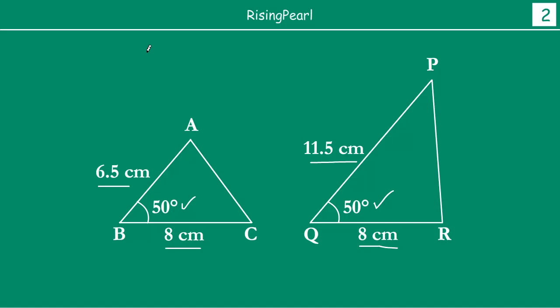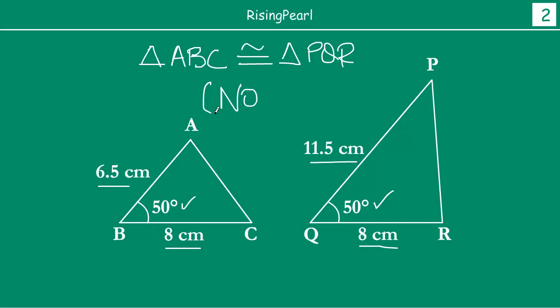So again यहां पे we notice that triangle ABC, is this congruent to triangle PQR? And we see no. Again, no, this is not true.